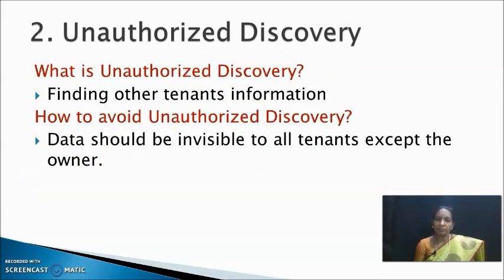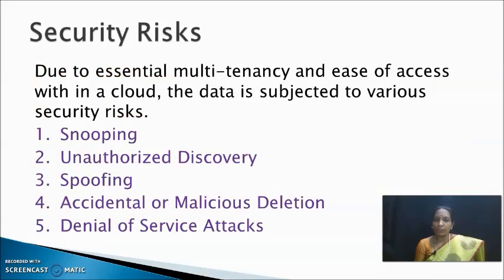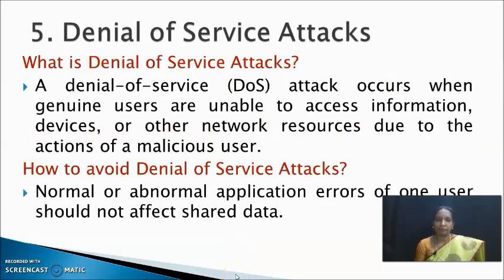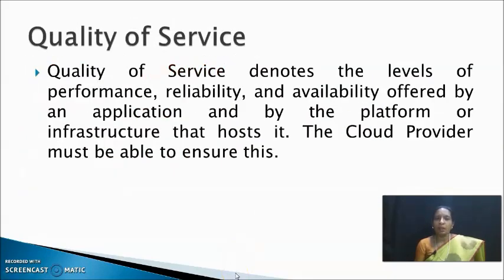So what are all the 5 security risks? Snooping, unauthorized discovery, spoofing, accidental or malicious deletion, denial of service attack. Now let's see quality of service. Quality of service denotes the level of performance, reliability, and availability offered by an application and by the platform or infrastructure that hosts it. The cloud provider must be able to ensure this.